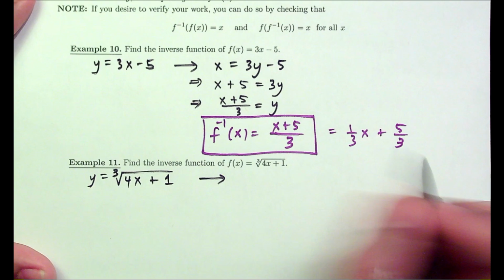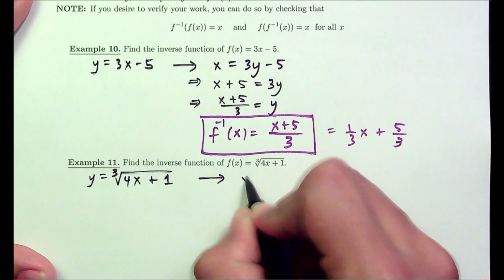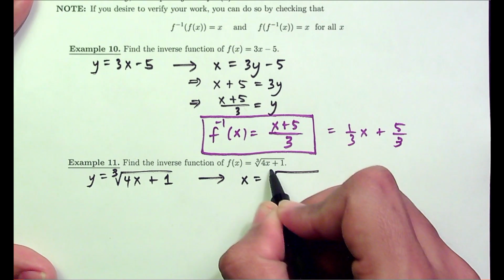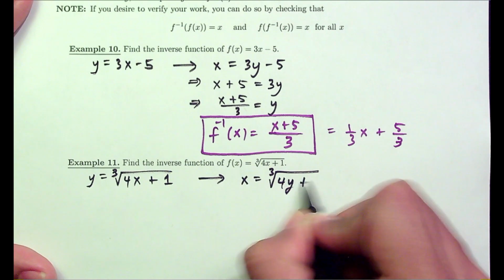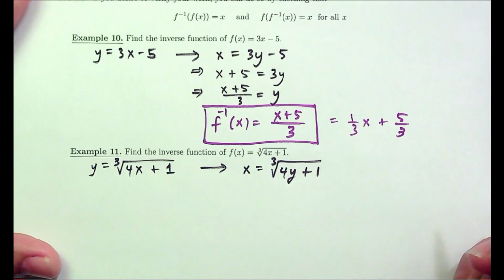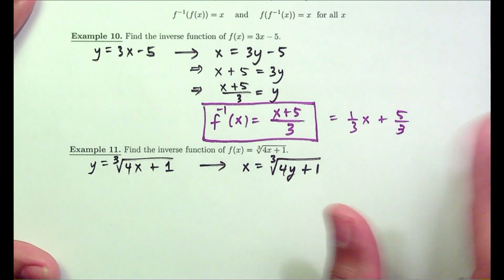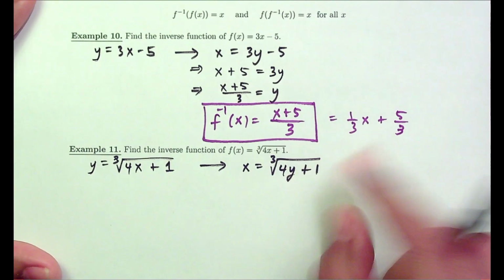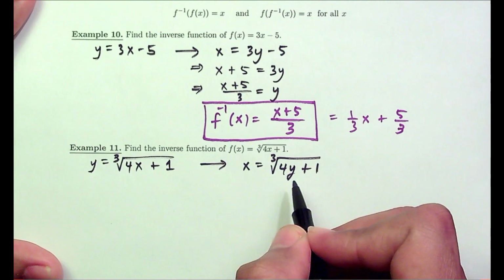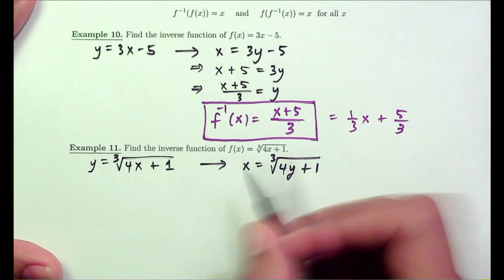Then the next step is you're going to swap the x and the y's. This is going to be x equals cubic root of 4y plus 1. And then we're going to solve for y. y is inside that cubic root, so we need to get rid of the cubic root first before we can start moving things around. How do you undo a cubic root? You do the opposite of a cubic root, which is cube. You have to cube on both sides.